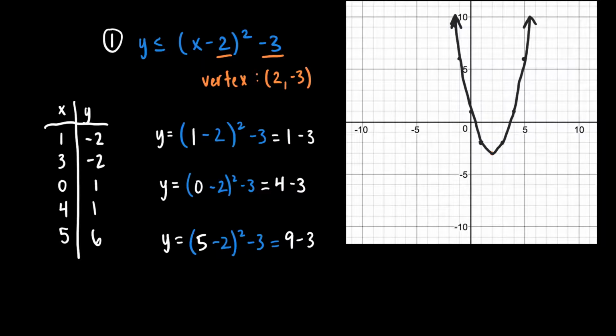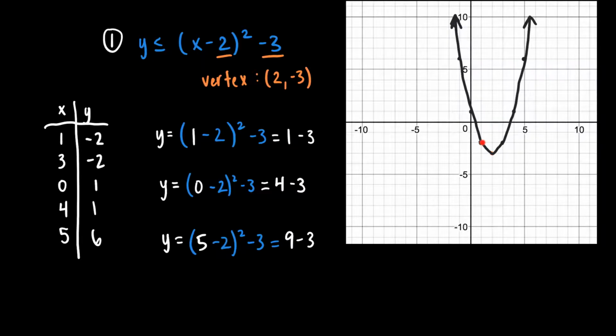We want to show on this graph the places where the y value is less than or equal to x minus 2 squared minus 3. Okay, so if I wanted the place where they were all equal, I would just graph the parabola. If I wanted the place where the y values were greater than x minus 2 squared minus 3, I would shade above the parabola, right?